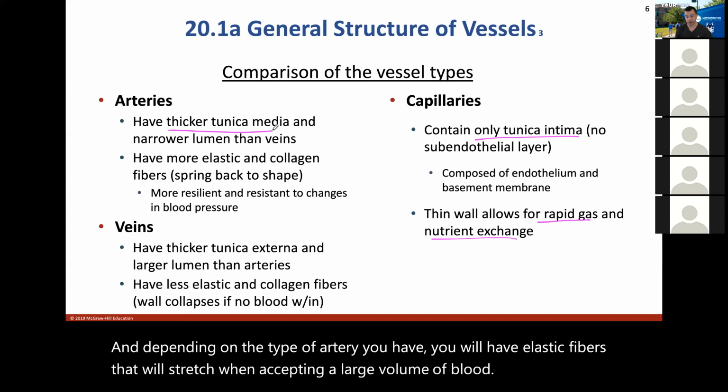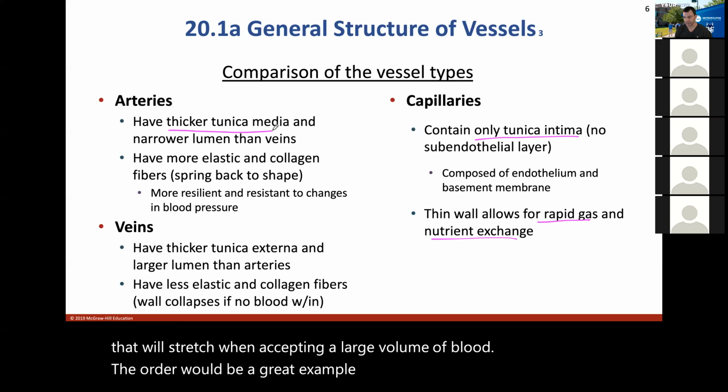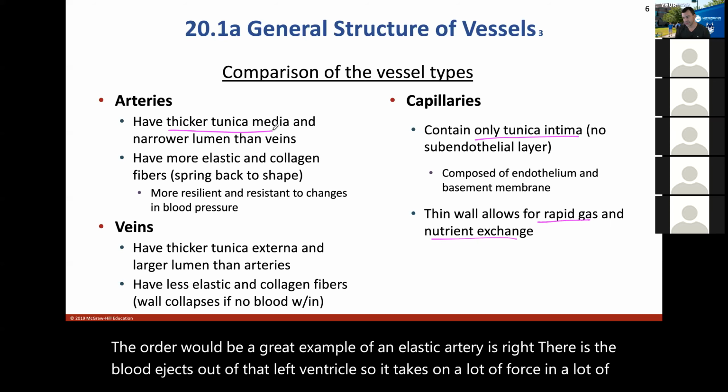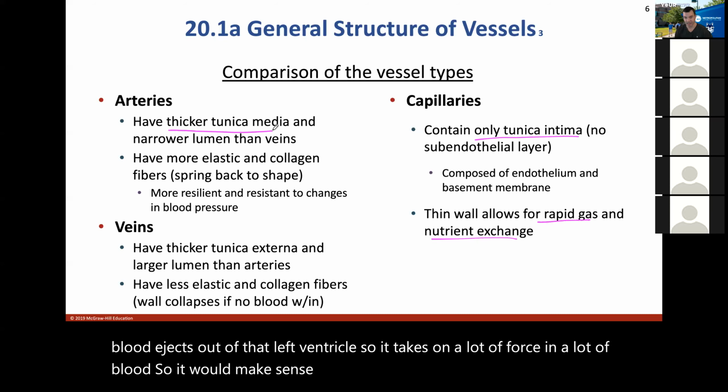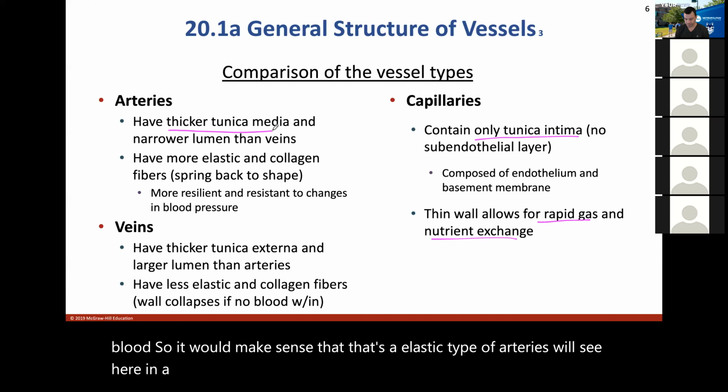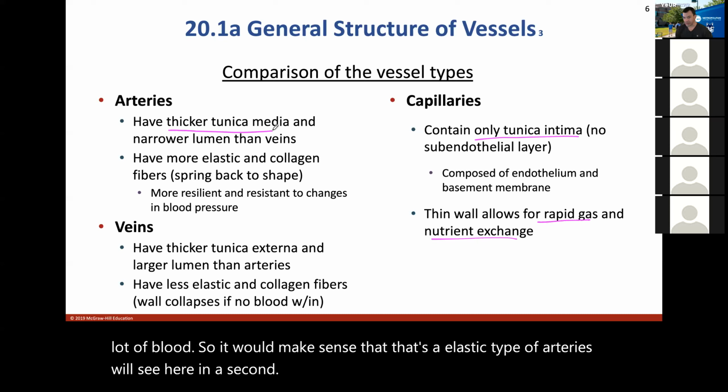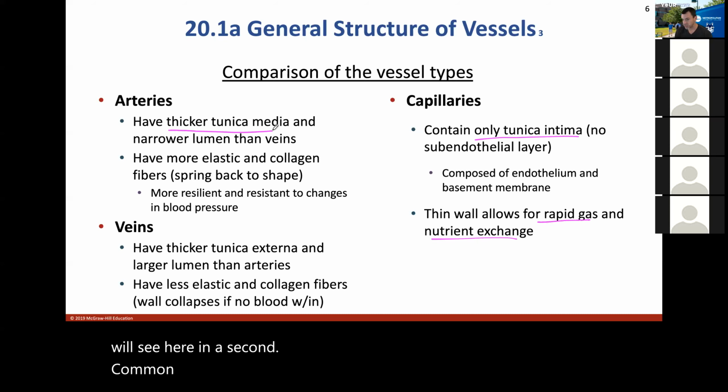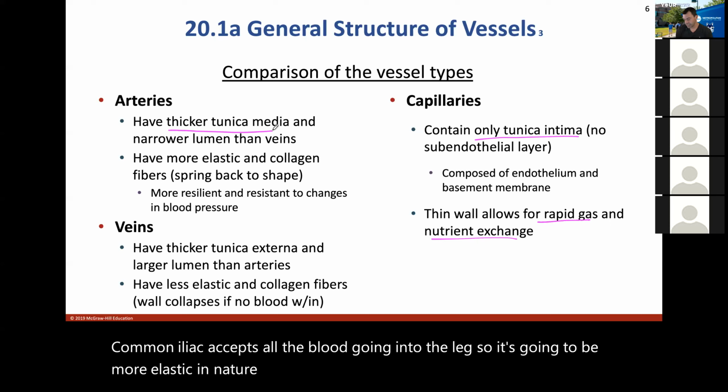The aorta would be a great example of an elastic artery. It is right there as the blood ejects out of the left ventricle. So it takes on a lot of force and a lot of blood. So it would make sense that that's an elastic type of artery, as we'll see here in a second. Common iliac accepts all the blood going into the leg, so it's going to be more elastic in nature. So again, it will have more elastic fibers, more collagen fibers.